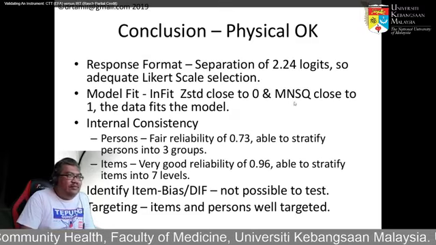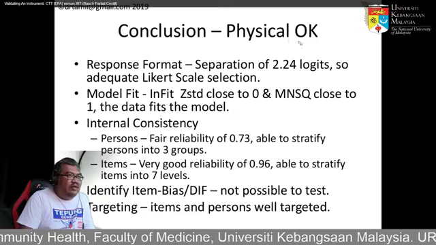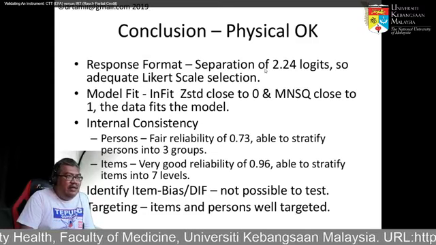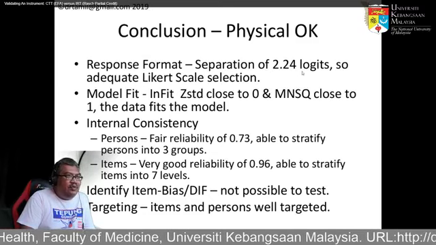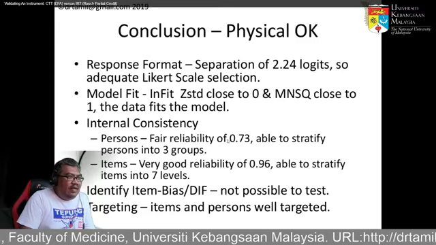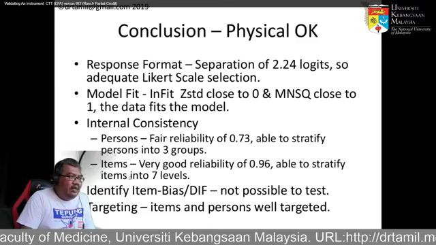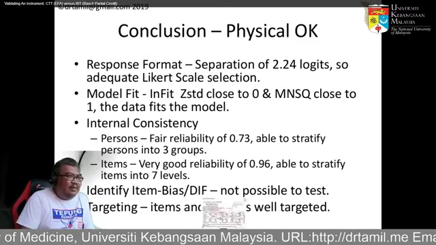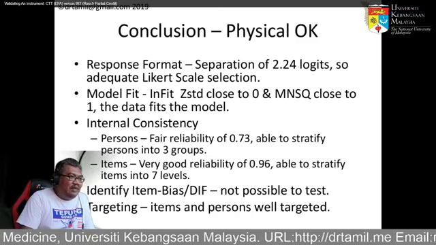So in short, the physical questions were okay. Why? The most important thing, the Likert scale are okay. Separation of 2.24, legit. There is reliability of 0.73 for person, and for item 0.96. And the targeting shows that items and persons are well targeted.